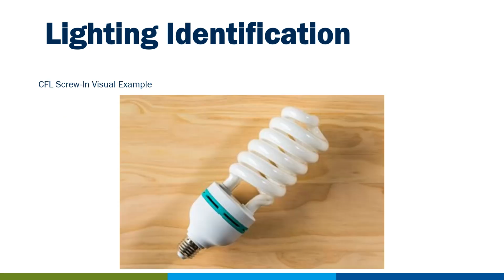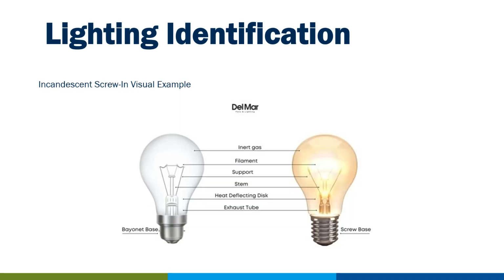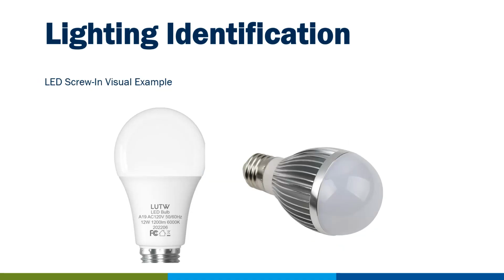Here we have a visual example of a compact fluorescent bulb, or CFL. Note the coiled tube and plastic base. Next, a visual example of a conventional incandescent bulb. Note the filament inside the glass lens. When counting screw-in LED bulbs, look for either of the two examples shown here. Note the lens covering half of the assembly with the heatsink at the base.